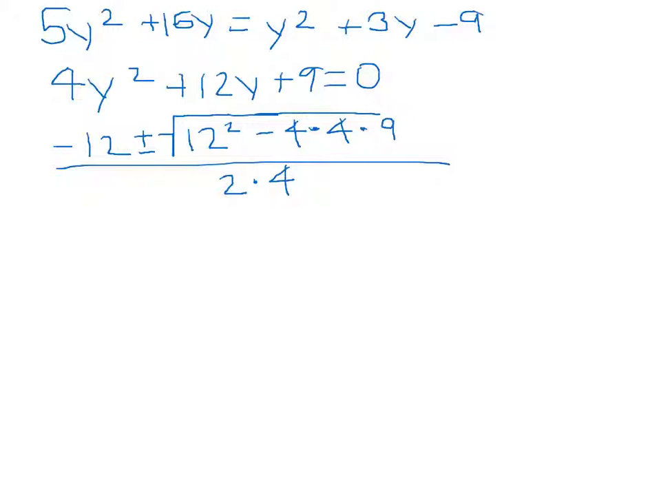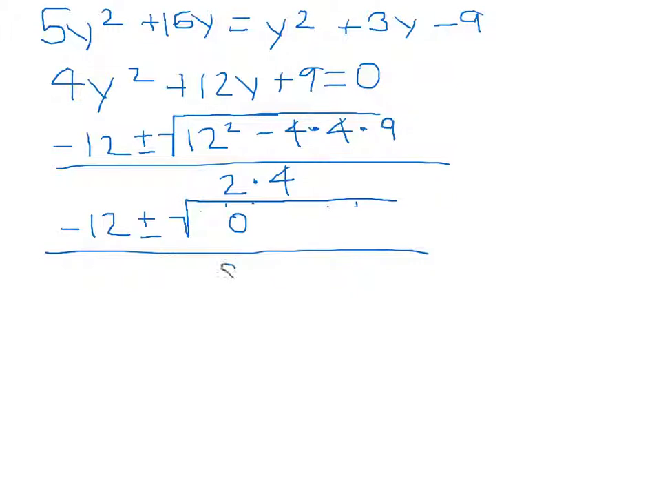begin to solve. So it will just be negative 12 plus or minus the square root of, so 12 squared is 144. Then negative 4 times 4 is negative 16, times 9 is negative 144. Now, to make this go faster, 144 minus 144 is, in fact, 0. Then that would all be over 8.